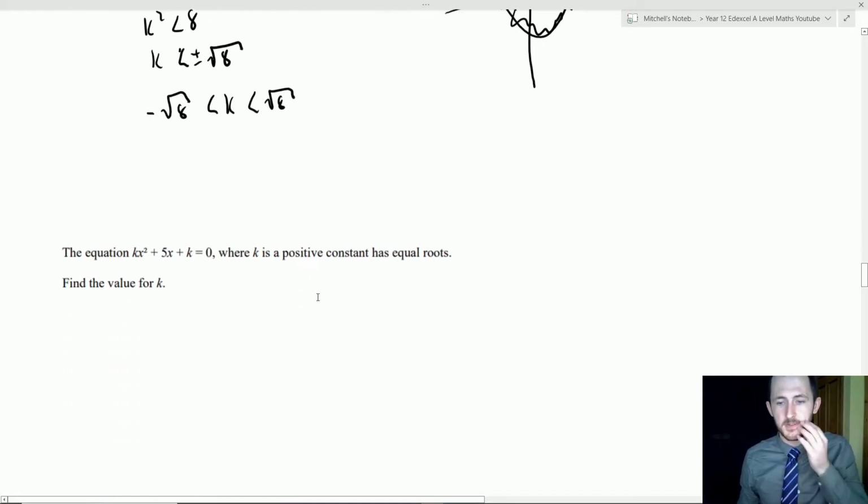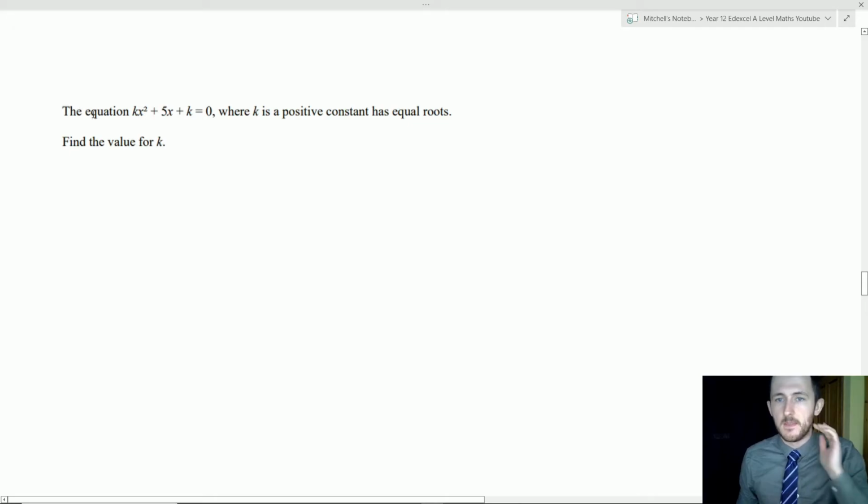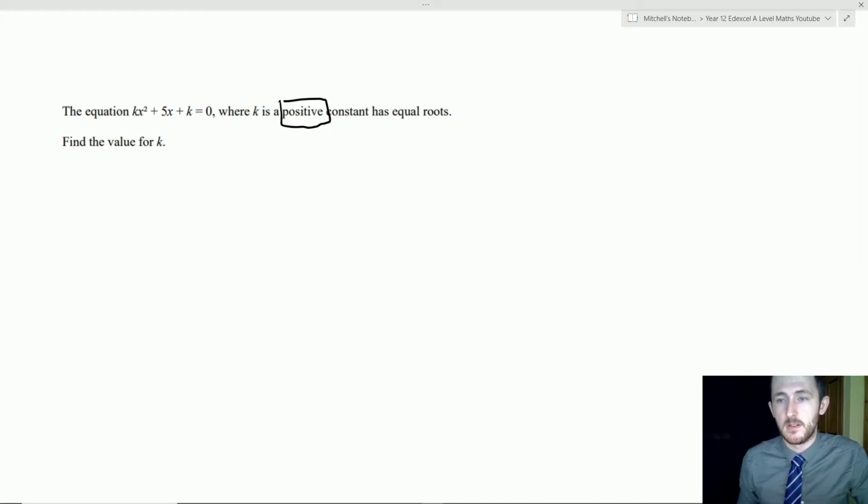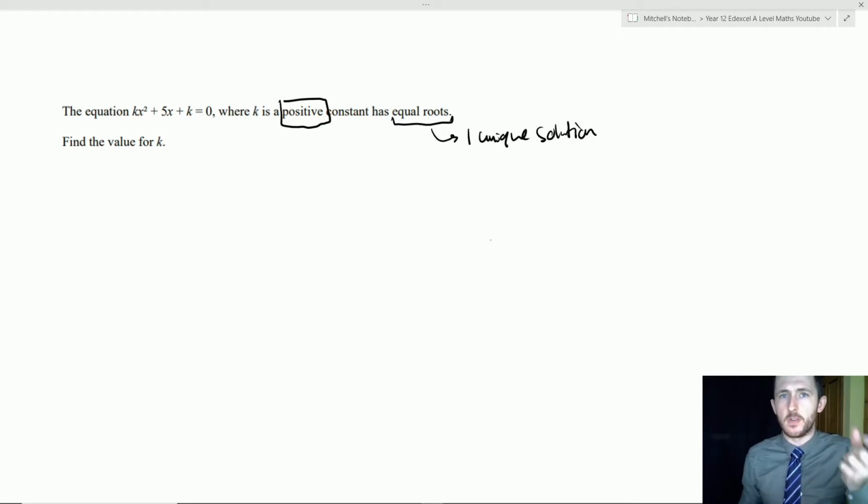Here's where things get a bit more interesting. The equation kx squared plus 5x plus k equals 0, where k is a positive constant. This is now important information. So I've given a bit of a spoiler to the answer to this question. Has equal roots. Equal means that there's one unique solution. It's just another way they like to write it. Equal roots because both roots are equal to each other, so there's one unique solution, which means b squared minus 4ac equals 0.